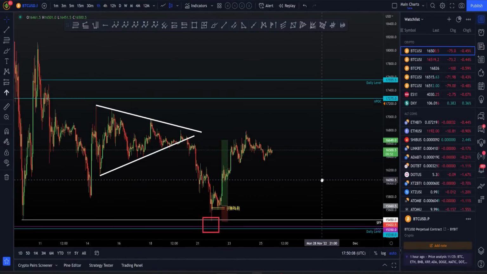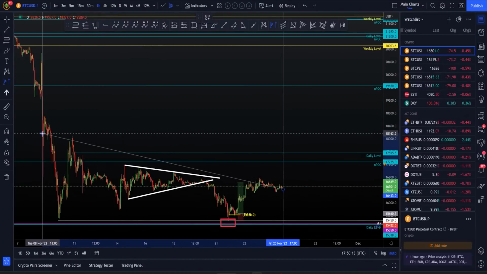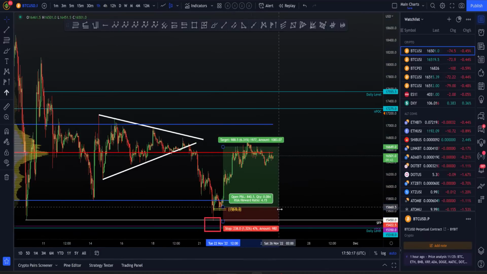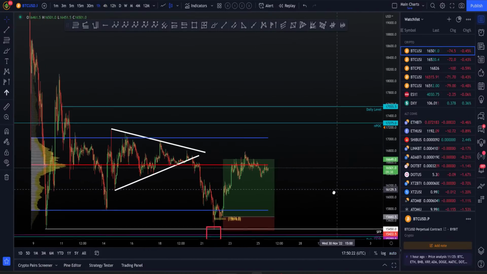Why would I think take profit 1 could be hit here? Because of the range point of control. When we pull this range, we can see we've run into this range point of control. This is 100% a good take profit. Definitely a very, very good take profit.